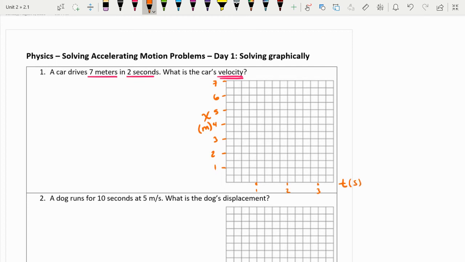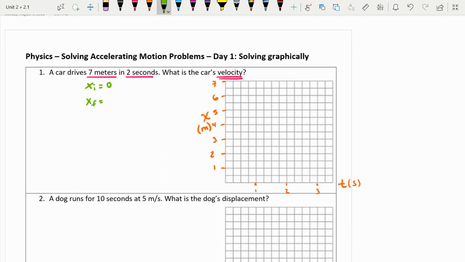And then it wants to know what the car's velocity is. So let's graph the things we know. It says that it drives 7 meters. So I'm going to assume that the initial position, get my stylus to work here. There we go. Well, we'll do it in green then. The initial position, I'm going to say is 0 to keep things super simple. And then the final position is going to be at 7 meters.